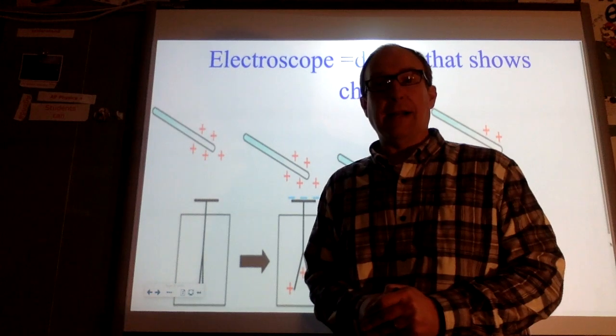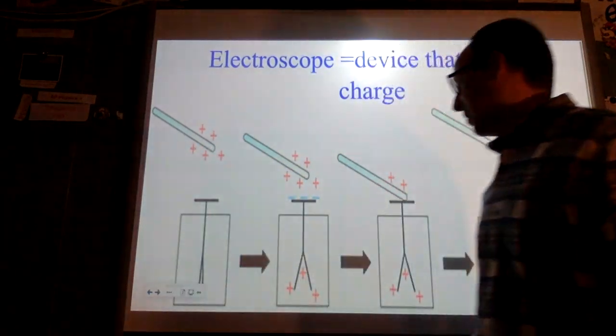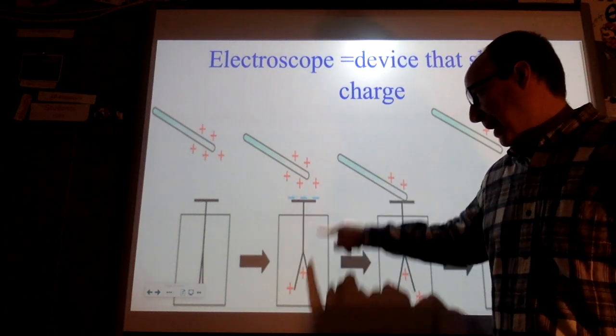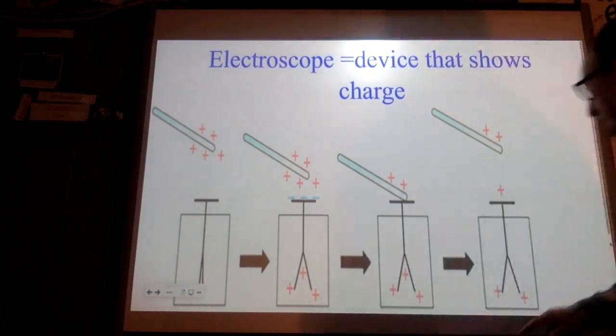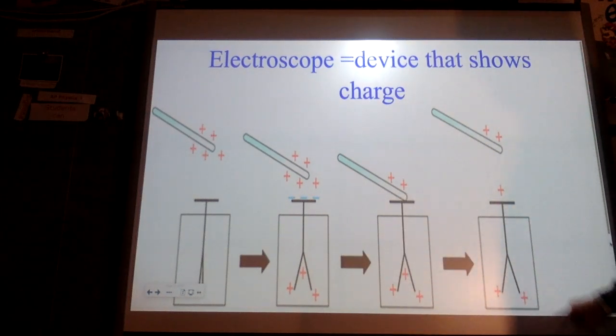You did not gain any net charge. We started overall with 5 positive charges. Here we still have a net of 5 positive charges, because these 3 negatives would cancel out these 3 positives. And then over here, we still have 5, and we still have 5.